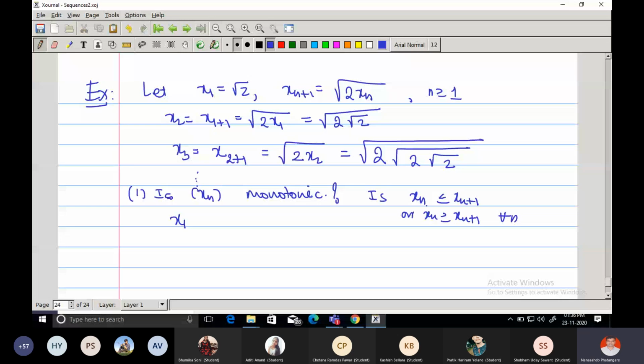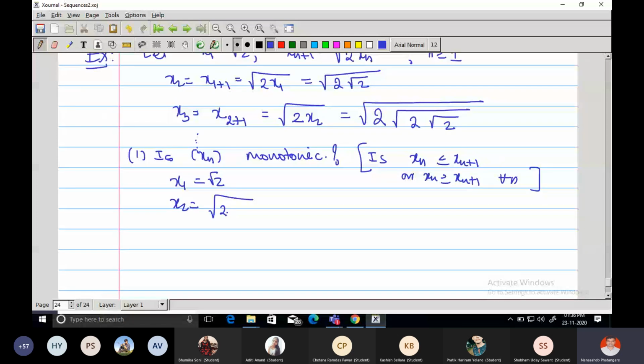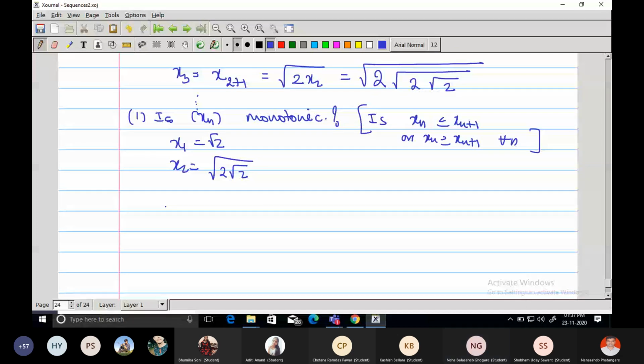Correct? So what is x1? Root 2. What is x2? Square root of 2 root 2. Which is bigger now? X2. Right. So now we want to observe here that x1 is less than x2.